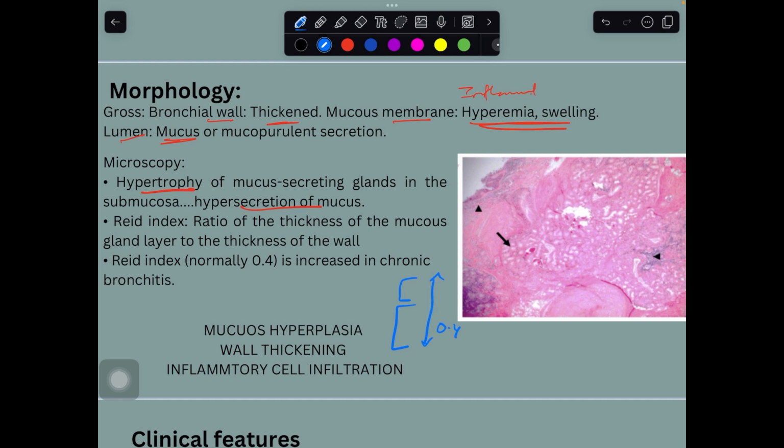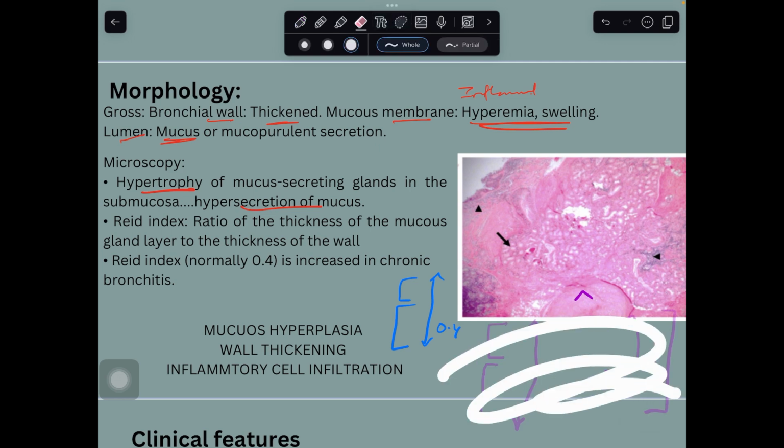In chronic bronchitis, the problem was that there is hypertrophy or hyperplasia of the cells that cause mucus secretion. So there's an increase in the mucus secretion. So you'll find that the mucus gland layer has increased while the thickness is the same. And so the Reid index, what happened to it? It increased. So in patients with chronic bronchitis, there is an increase in the Reid index to more than 0.4. And the more severe the chronic bronchitis is, the more the Reid index is going to increase, because of more thickness of the mucus gland layer.